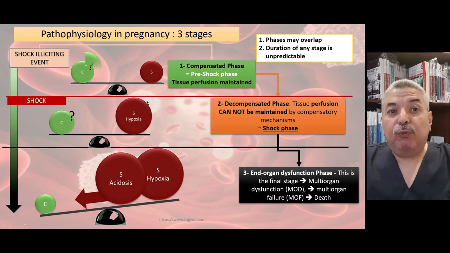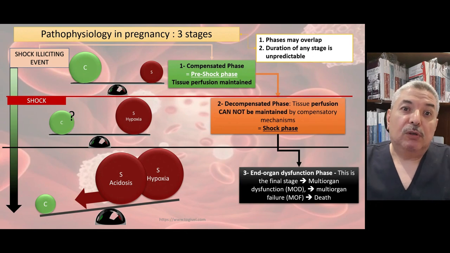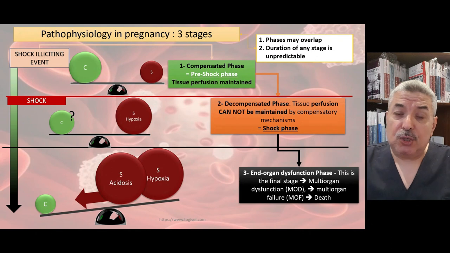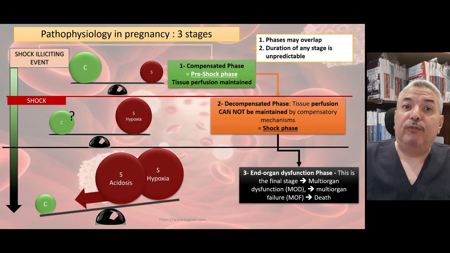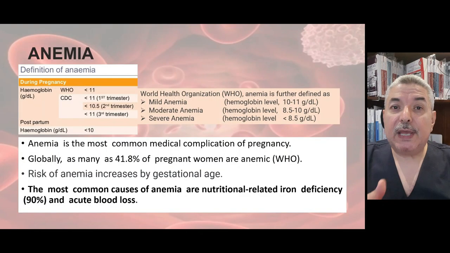Okay, what if we have a large compensation sphere? Then we will have a longer compensated pre-shock phase in order to work and save our patient. And it will be difficult for the shock enlisting event and for the shock to overcome the compensatory mechanisms of a healthy patient. So what is anemia?